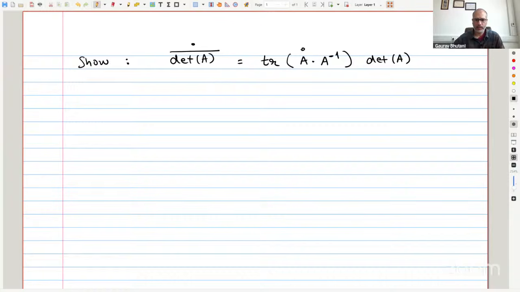Let's solve this. Given that we had used this for the determinant of F, which is actually the Jacobian, we will call this determinant of A as the Jacobian, which actually is the determinant of F. So in fact, I can replace this with an F.